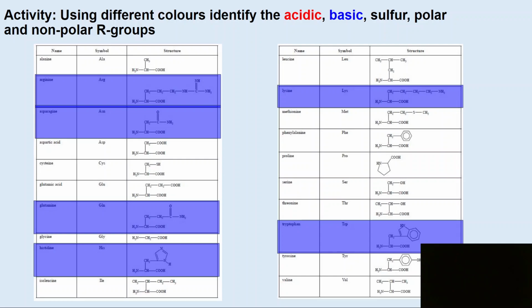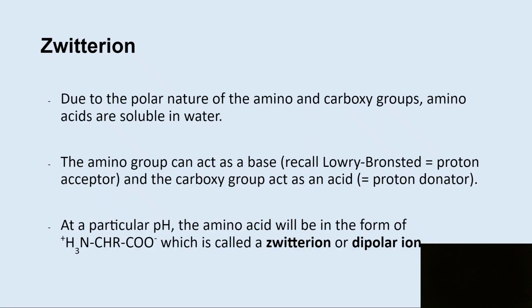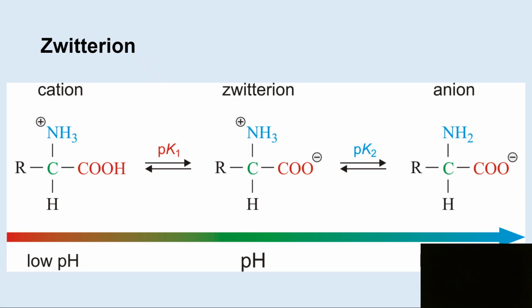That makes sense? So pH affects the protonation or deprotonation of amino or carboxyl functional groups. And that means that the bonding changes with respect to pH. We're going to talk about that today.